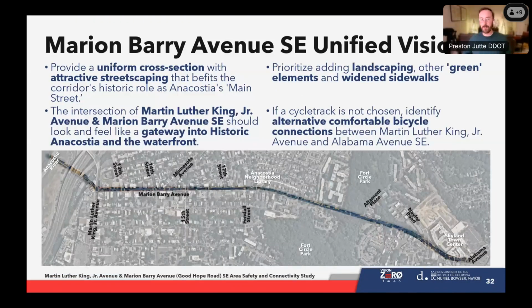Tying it all together, the point of this is to come up with a unified cross-section with attractive streetscaping that makes Marion Barry Avenue be what we know it is, which really is the main street through the neighborhood. It's the connecting line across all of this that ties everything together. So it should make the intersection at the beginning feel like a gateway entering the neighborhood. It should prioritize landscaping and green elements and widen sidewalk. And if it can't include a specific bike facility, there should still be safe alternatives to do so.